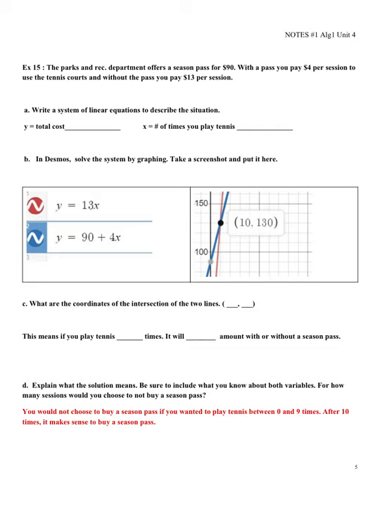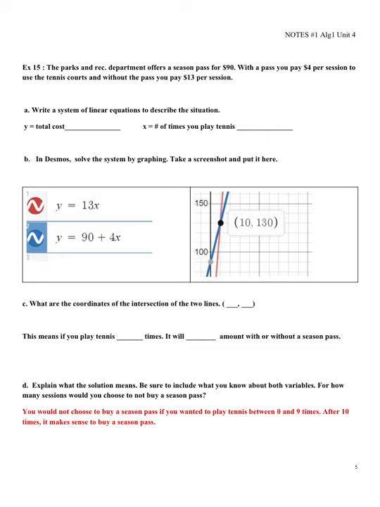All right. And we're going to go back to just one last word problem. Example 15, the Parks and Rec Department offers a season pass for $90. With the pass, you pay $4 per session to use the tennis courts, and without the pass, you pay $13, okay? So I want you to write the systems and take it into Desmos so that we can interpret our definition.